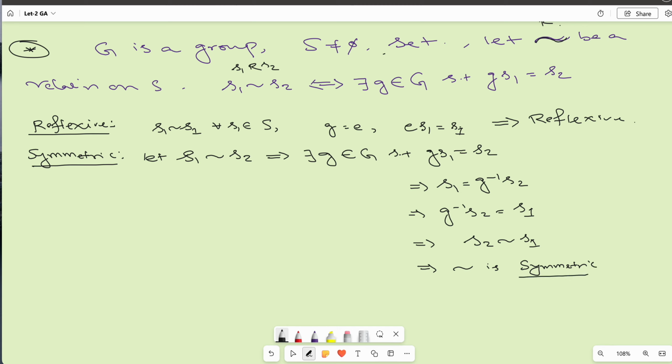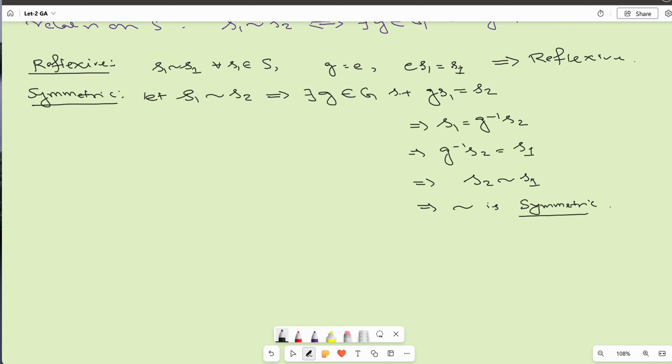This is symmetric, right? So the reflexivity and symmetricity have been taken care of, and we are only left with whether it is actually going to be a transitive relation or not. How do you check the transitivity of a relation? Transitivity actually means the following.